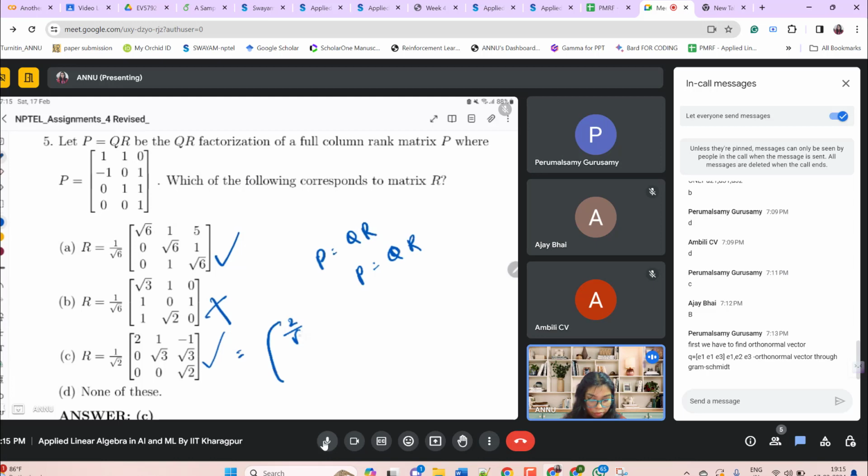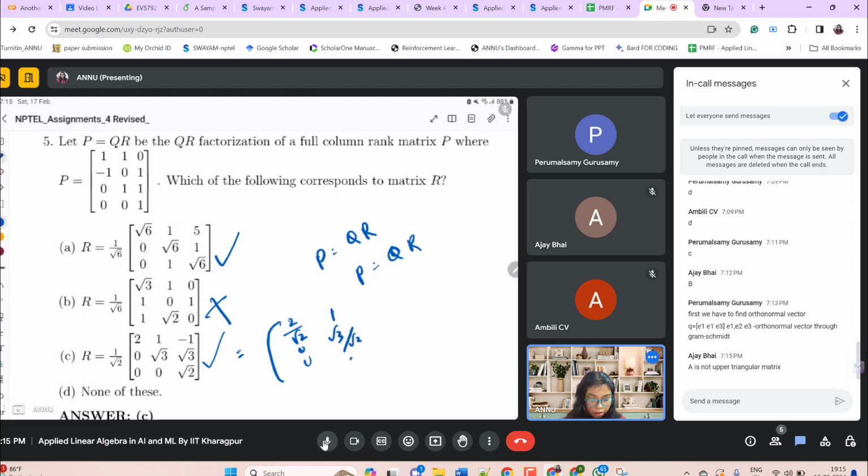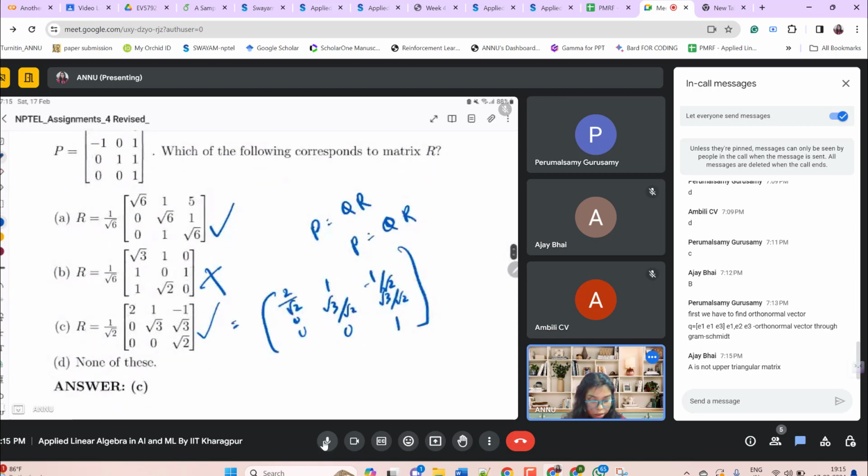So if we see, this is 2 by root 2. This is 0, 0. This is 1, root 3 by root 2. This is 0. This is minus 1 by root 2. This is root 3 by root 2. This is 1. Okay, so I think this is not orthonormal. This is also not orthonormal. This is also not orthonormal. But yeah, one thing I can see.